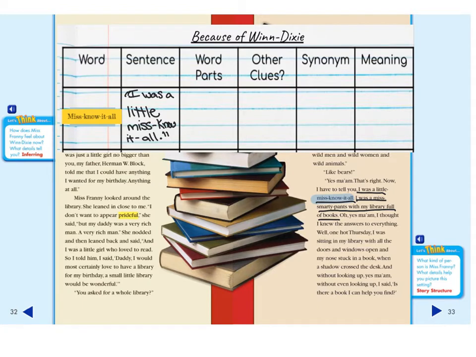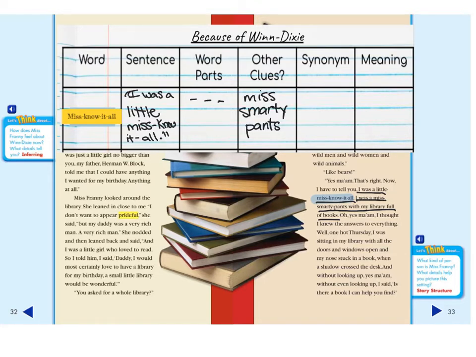Okay, so I've written the sentence from the text where I see that word or phrase. I was a little Miss Know-It-All. And now I'm looking inside the word or phrase for any word parts that might help me. Well, I'm noticing that this looks kind of like 4 words all squeezed together with dashes. So I'm thinking these dashes put together might be not necessarily a word part, but definitely something inside the word that can help me. I'm also noticing there are other clues that I've already focused on. I was a Miss Smarty Pants with my library full of books.